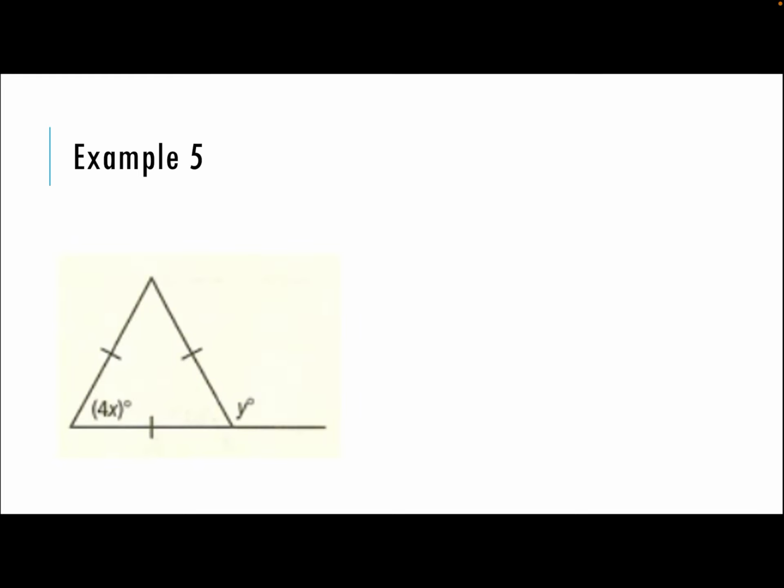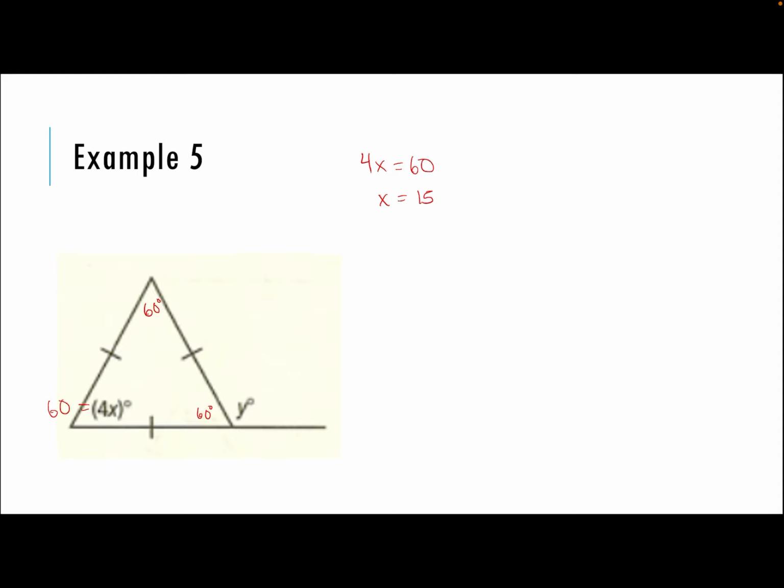For example 5, we have to find the values of x and y. And again, in an equilateral triangle, we know that each angle is 60. So that even means that the 4x degrees is equal to 60. So if we solve the equation 4x equals 60, then we get x equals 15.